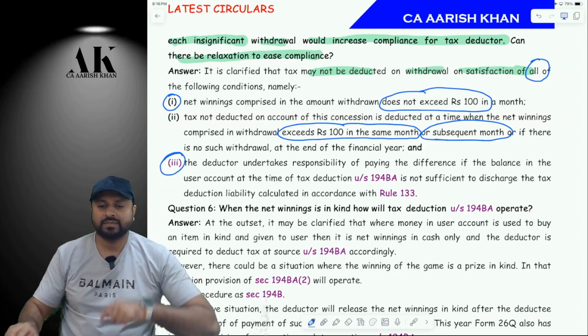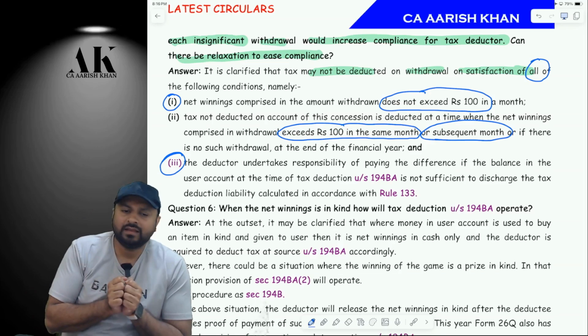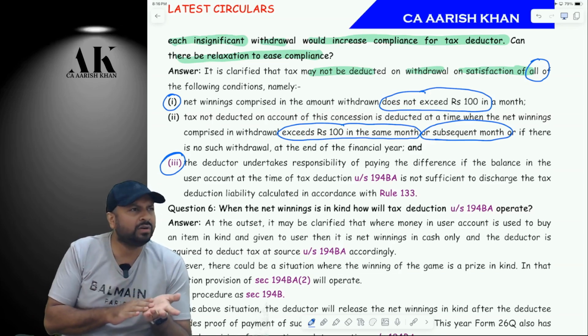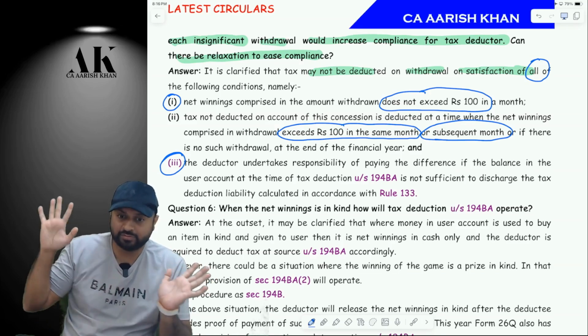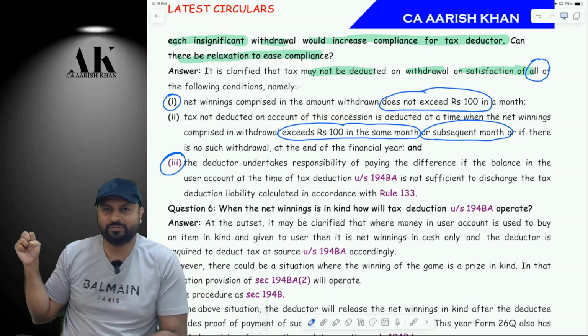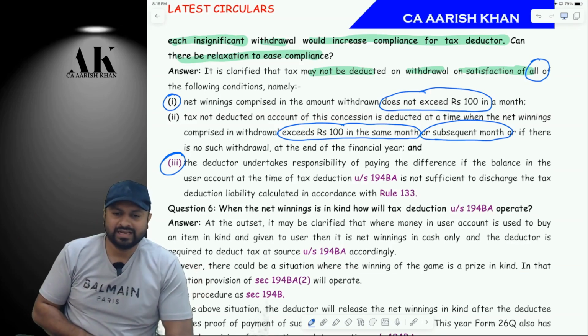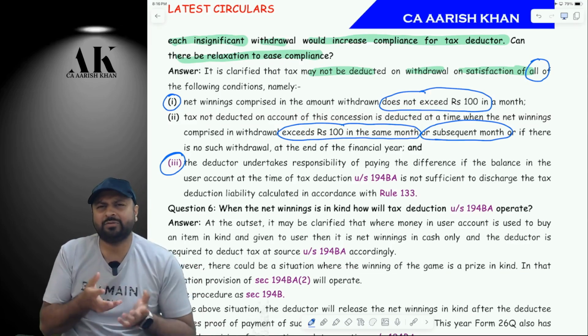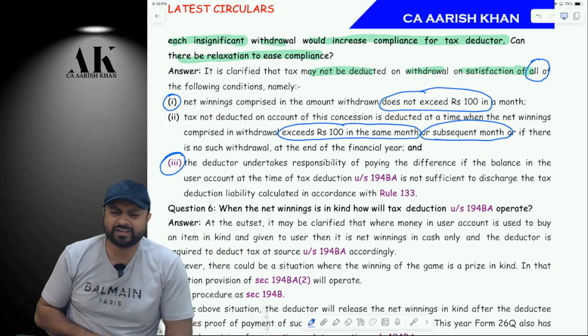See here. See here now, please listen. Suppose I am one of the gamers and in the month of April, I won around 95 rupees. Okay. 95 rupees I won. So I withdraw that 95 rupees. Will they deduct TDS? I'm asking you a genuine question here. I won 95 rupees in the month of April. My first withdrawal is 95 rupees. Will the TDS be deducted on that?